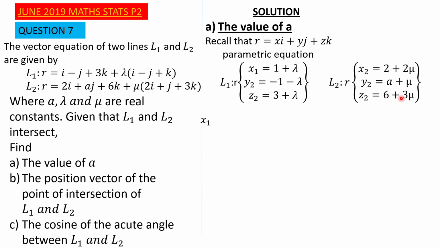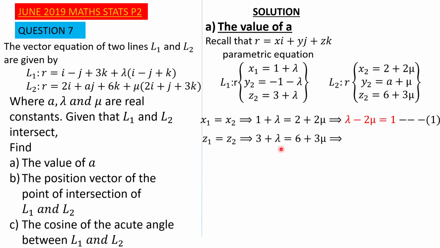Next, we equate x1 to x2. That is, we have 1 plus lambda equal to 2 plus 2 mu, which implies that we send 2 mu to the other side and we send 1 to the other side, and we have lambda minus 2 mu equals 2 minus 1, which is 1. We call it equation 1. Then we equate z1 to z2. We have 3 plus lambda equal to 6 plus 3 mu, which implies that lambda minus 3 mu equals 3, because we send 3 mu and 3 to the other side. We call it equation 2.